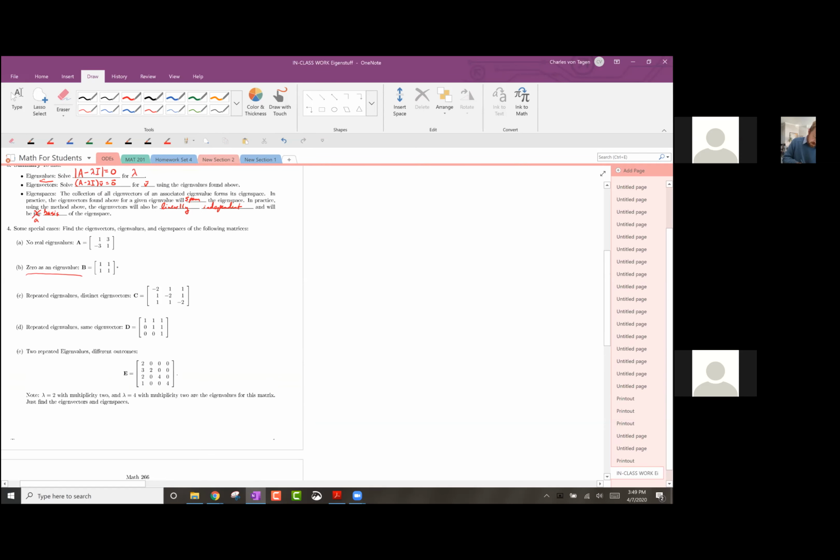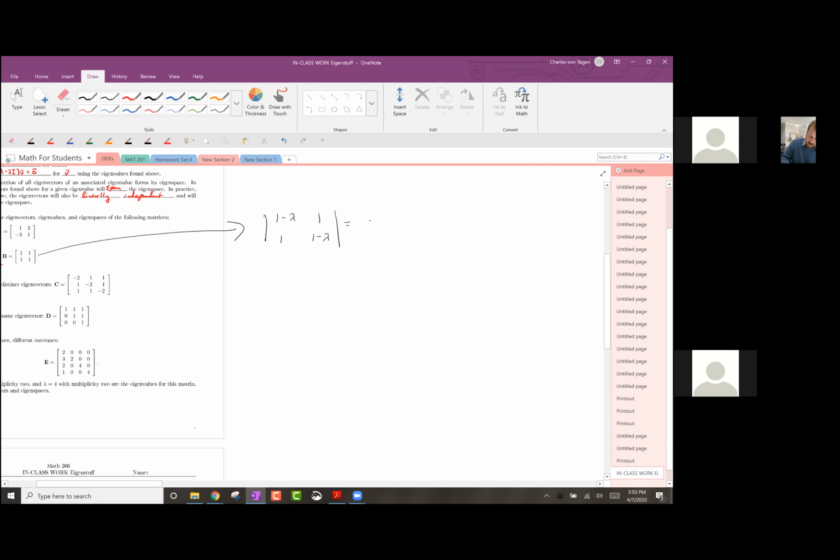So for this problem, let's find the eigenvalues, eigenvectors, and eigenspaces of this matrix. To find the eigenvalues, we're going to solve this equation: the determinant of 1 minus lambda, 1, 1, 1 minus lambda. When we compute that determinant, we've got lambda squared minus 2 lambda plus 1 minus 1 times 1. Let me write it like that.